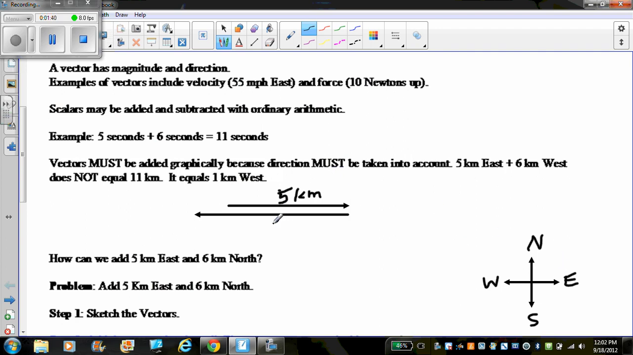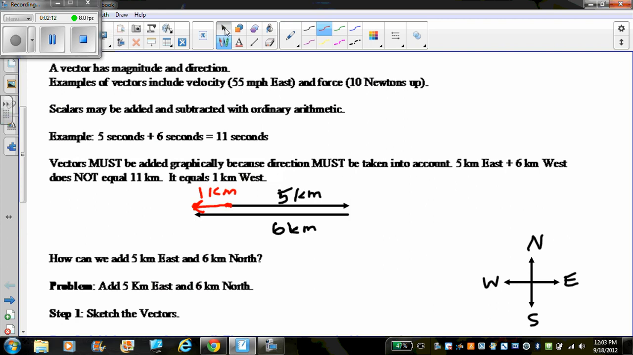My west arrow is a little bit longer because we're talking about 6 kilometers instead of 5, and its direction is to the left, which represents to the west. In order to find out my resultant, I start at the tail of my first vector and go to the head of my second vector. And it turns out that the result of 5 kilometers east and 6 kilometers west is 1 kilometer, and my direction is to the west.